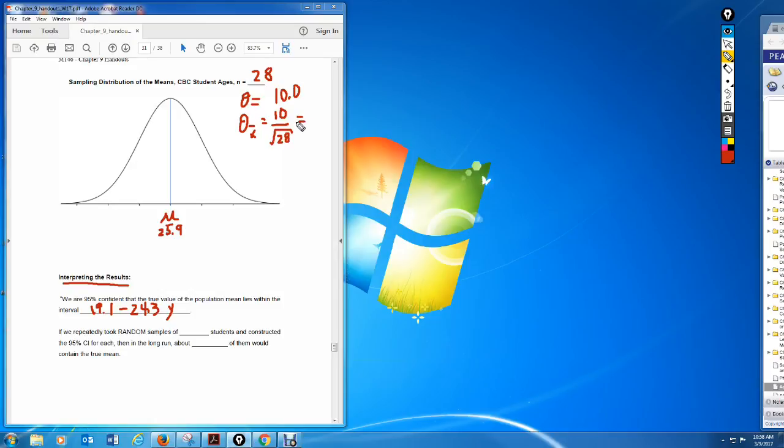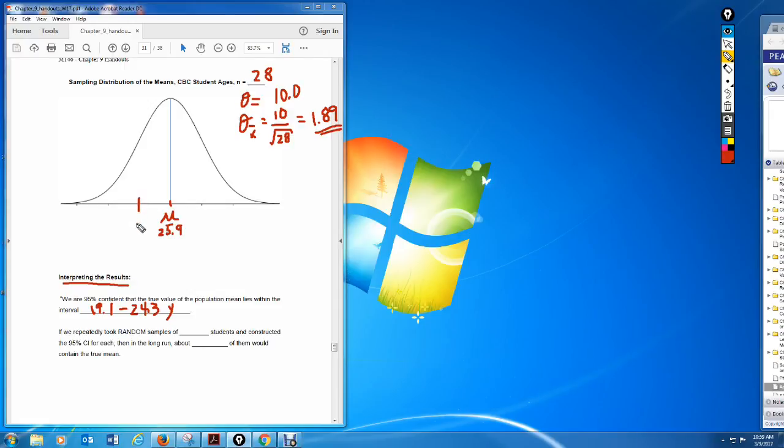And if you calculate that, the standard deviation of the sampling distribution is about 1.89. All right, so if I come back to my sampling distribution, right here at the center is mu. Now, our confidence interval is below that, so I'm only going to address going to the left here, okay? So if I do mu minus sigma for this distribution, in other words, 25.9 minus 1.89. So here's mu minus 1 sigma.